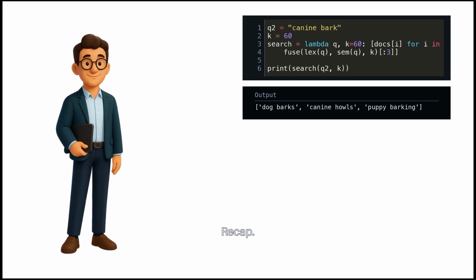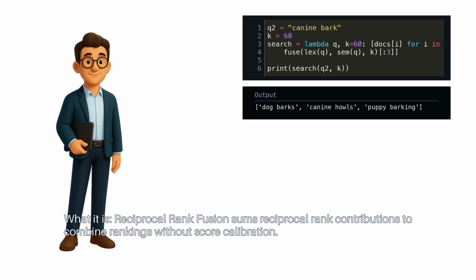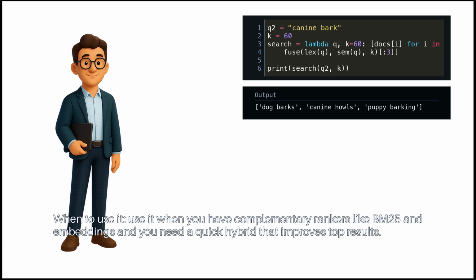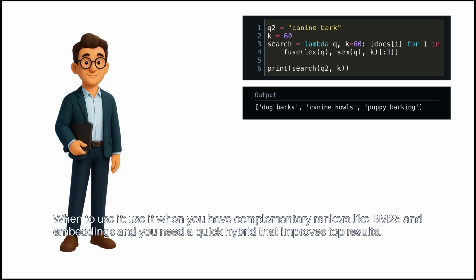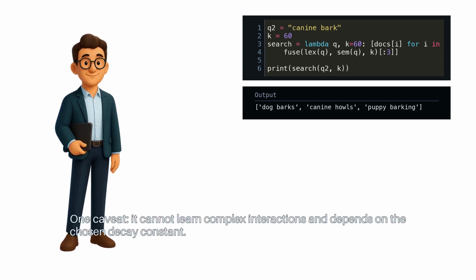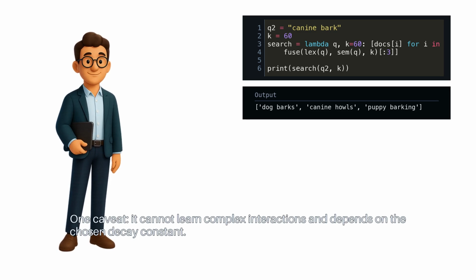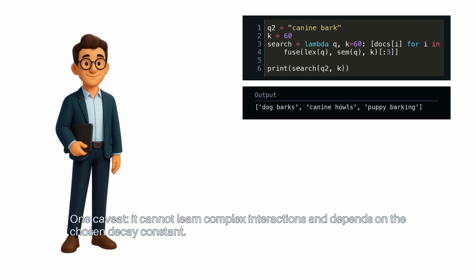Recap. What it is: Reciprocal Rank Fusion sums reciprocal rank contributions to combine rankings without score calibration. When to use it: use it when you have complementary rankers like BM25 and embeddings, and you need a quick hybrid that improves top results. One caveat: it cannot learn complex interactions and depends on the chosen decay constant.